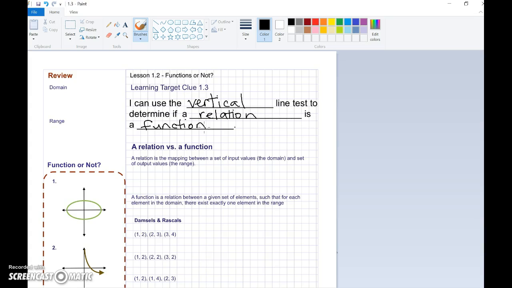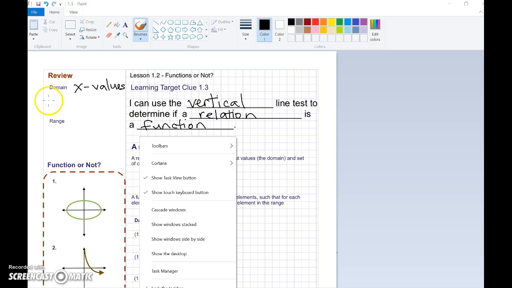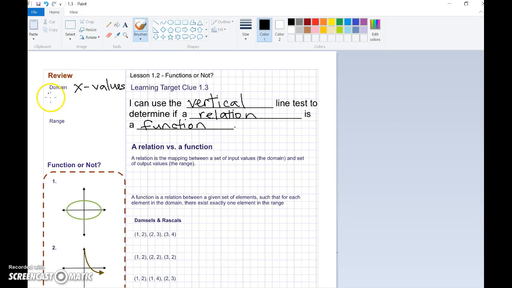And now before we go any further, let's go ahead and do a little bit of review from what we talked about last time. We've got domain. Domain, if you remember, represents all of the x values. Remember that points are made up of an x and a y value, and the domain are all of the x values. It's also known as the independent variable. So you can write that in here.